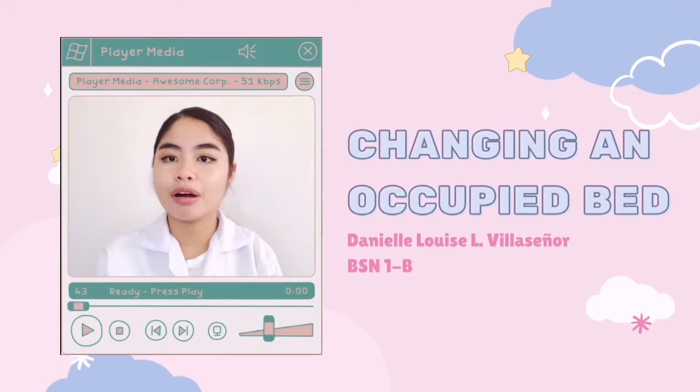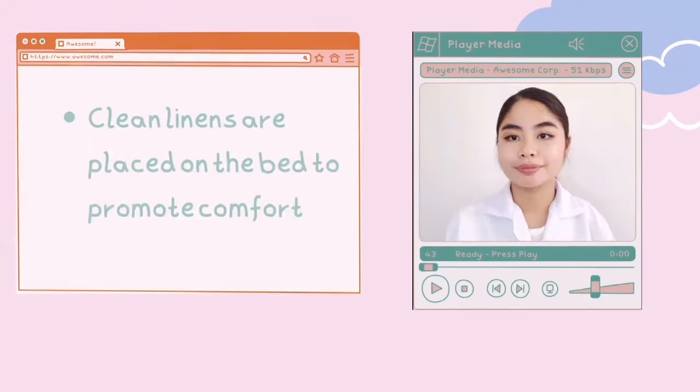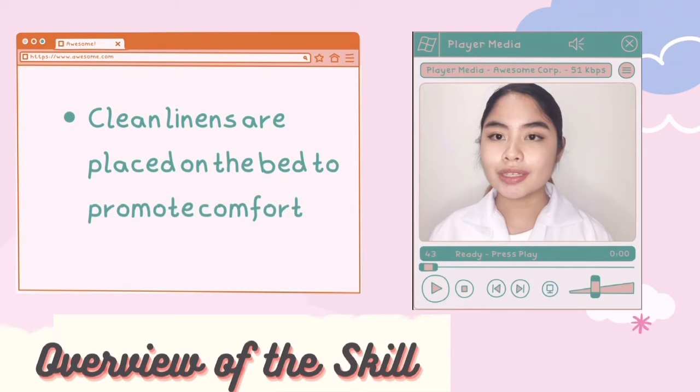For this video, I'll be changing an occupied bed. For the overview of the skill, after a bath, clean linen should be placed on the bed to promote comfort for the client. If the client is able to stand up or get out of the bed, you may assist the client to a nearby chair and continue to make the bed.